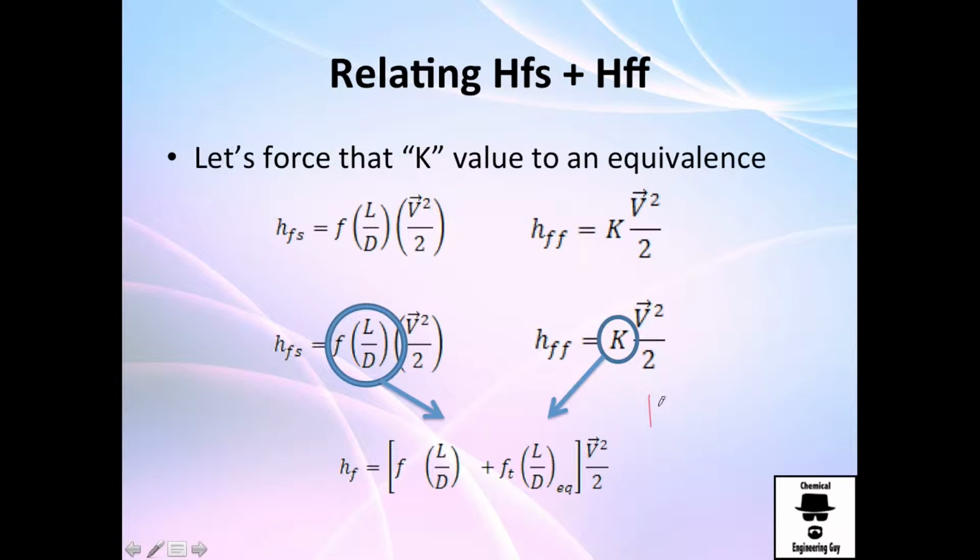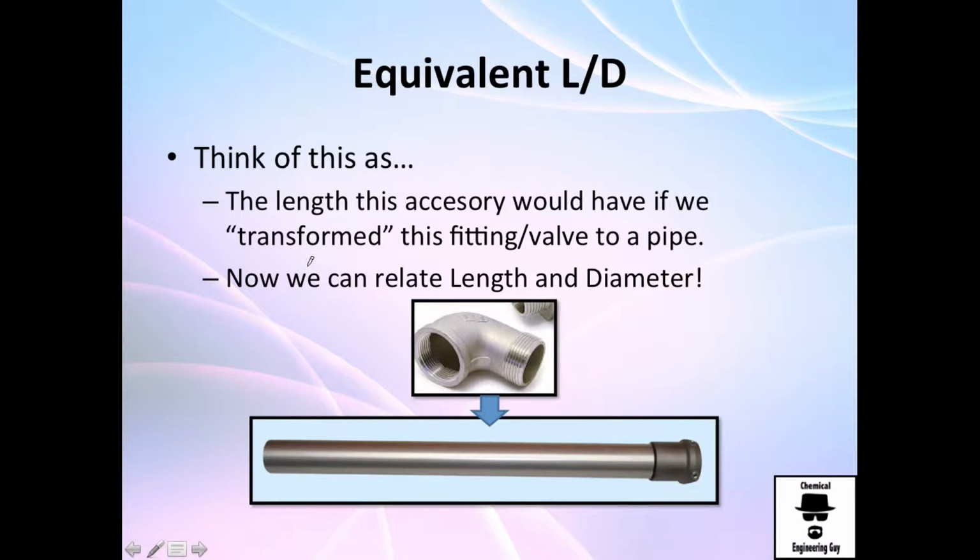So we could say that given K equals, I don't know, maybe 0.1, if we want to find the length and the diameter of that pipe, it's easy. We say that K equals f L over D. So if we have K and we want to find the length and diameter of the pipe, we just need to find this. You may think of this as the length this accessory will have if it is converted into a pipe.